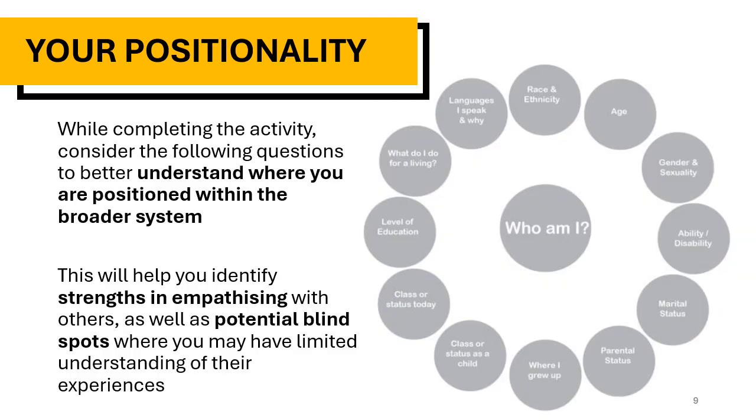While you're completing the activity, I want you to consider the following questions just to help you better understand where you are positioned in the broader system. So as you can see in the image, we've got the question, who am I, centered in the middle, and we've got all these circles around it that represent different parts of your identity, and they may relate to ethnicity, age, gender, sexuality, ability, disability, education. Have a look. I want you to have a think about each one of those circles.